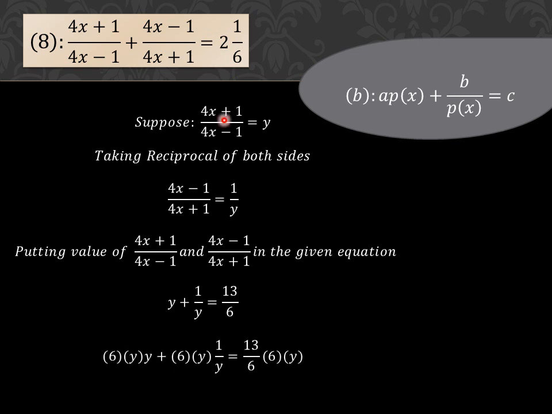Now we will take the LCM. Now we have 6 and y, both the terms in the denominator. So we will multiply 6y with all the fractions given in the question, fractions of both the sides of the equation. After multiplication, we will get the answer 6y square plus 6 equals to 13y.